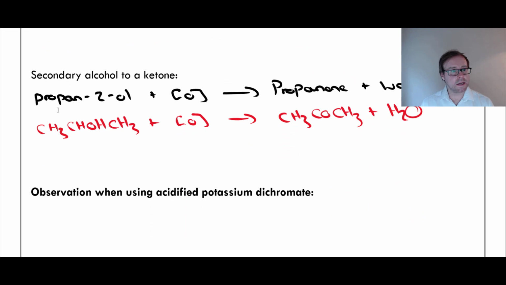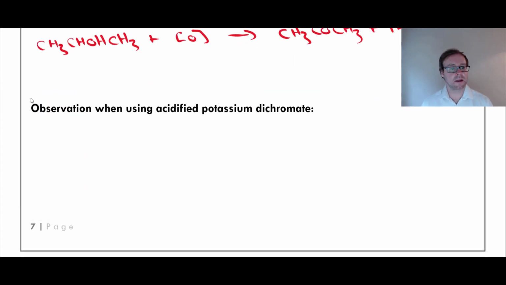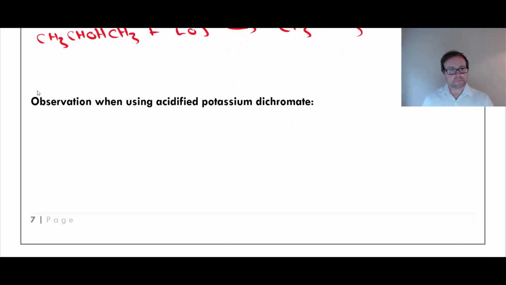And then here we have propan-2-ol. This is my propan-2-ol. It forms propanone plus water. Make sure it's balanced. So we have 6 carbons and 8 hydrogens on this side, 6 and 8, and 2 oxygens, 2 oxygens. Okay, moving on.